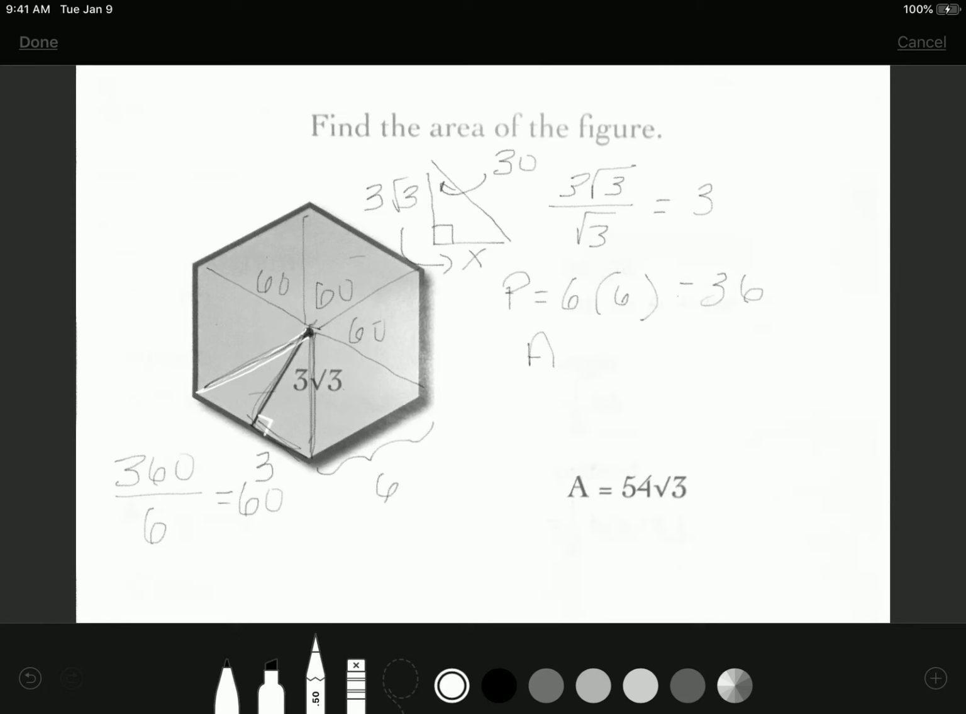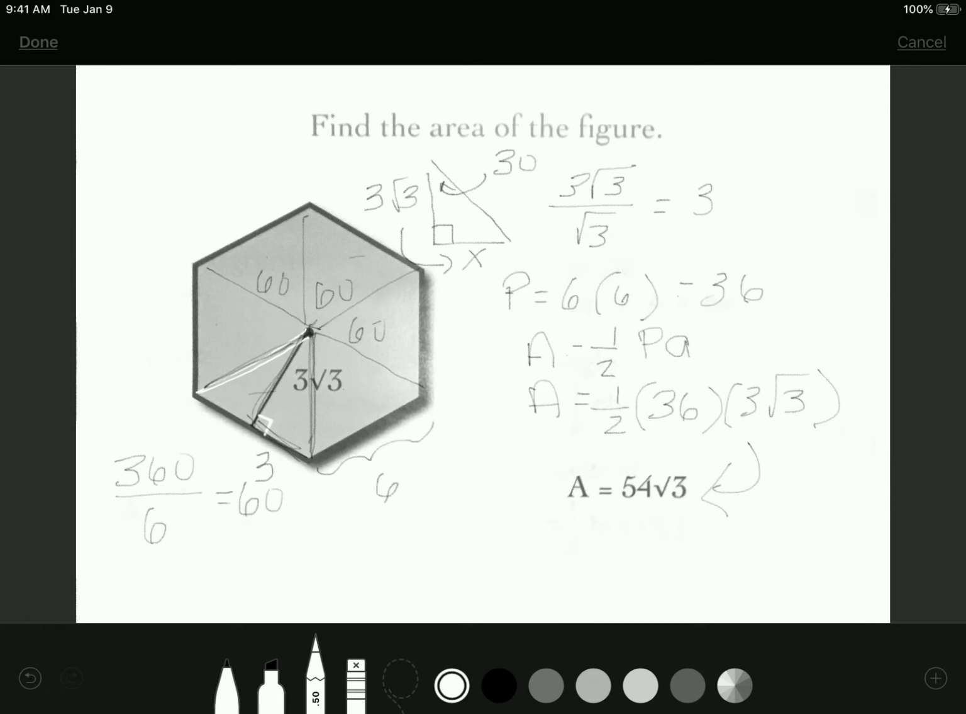And then we take our area formula for a regular polygon, and we have half times 36 times 3 root 3. Half of 36 is 18. 18 times 3 is going to give you 54, and we're going to leave the root 3 completely alone. No decimals needed. And that's pretty much what you do.